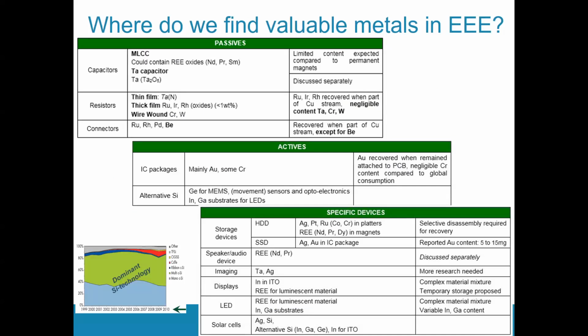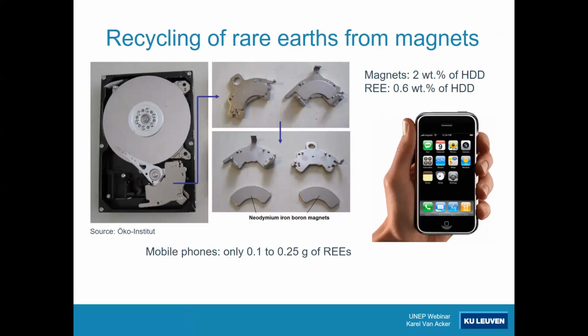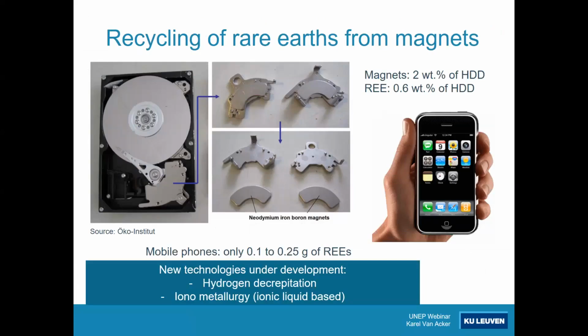So yeah, you will get the PDF. I will not go into details in these tables, but you will get a PDF of my presentation, so you can look into more detail there. Just one example, the rare earth elements are mainly contained, for example, in permanent magnets used in earphones, in mobile phones, also in the hard disk drives, but the amounts are quite low, and that's also one of the reasons that they are not well recycled. The amounts per device are quite low, although there are new technologies under development, such as hydrogen decrepitation and ion metallurgy, to recycle them.